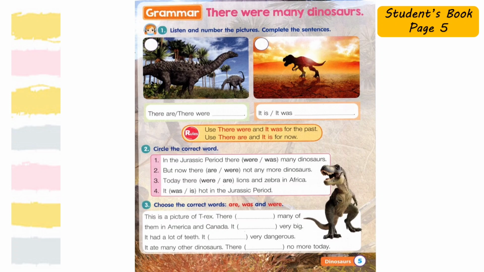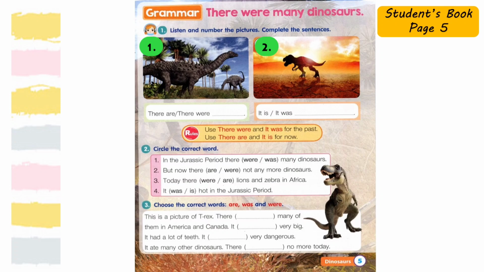Alright, which is number 1? First picture or second picture? Okay, picture 1. In the Jurassic period, there were many dinosaurs. And picture 2, number 2. It was hot in the Jurassic period. Very good. Now, can you complete the sentences under the pictures? There are or there were blank. Second picture, it is or it was blank.